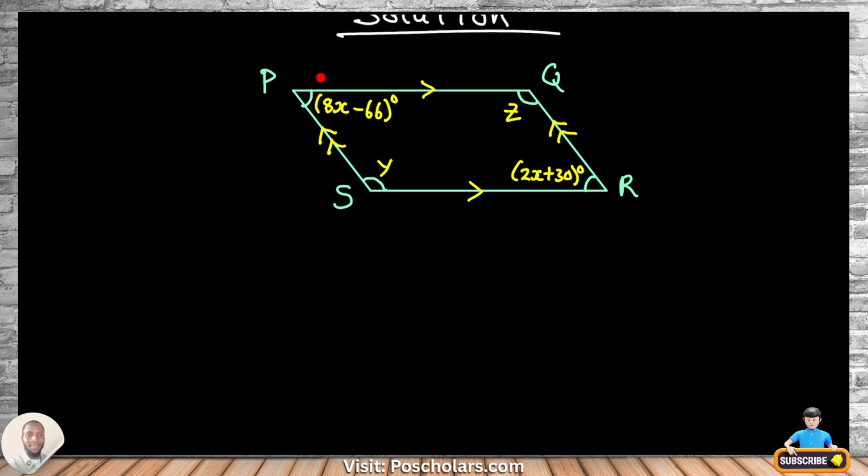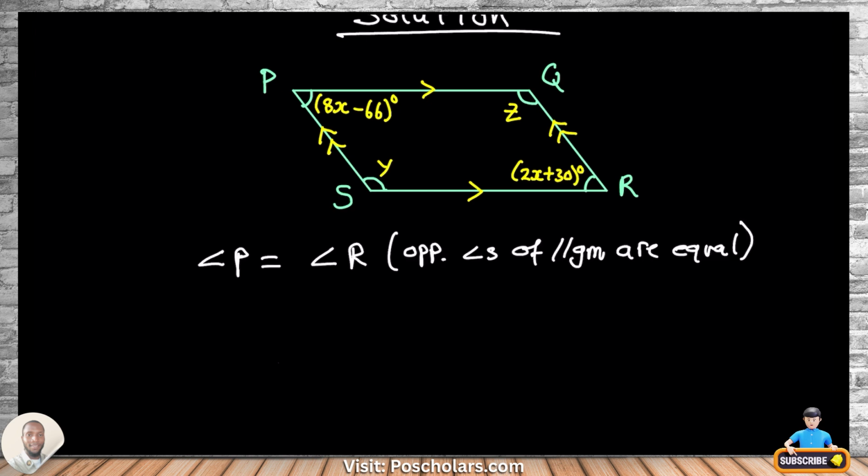So angle P equals angle R. So let's write that angle P is equal to angle R. Take note, this symbol represents angle, right? And what's the reason? The reason is opposite angles of a parallelogram are equal. Now take note, this symbol represents parallelogram. Like the short form for parallelogram is this symbol, right? Everything here. Now we continue.